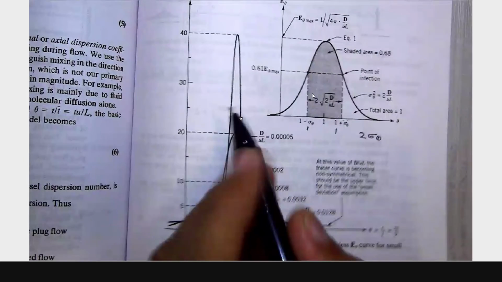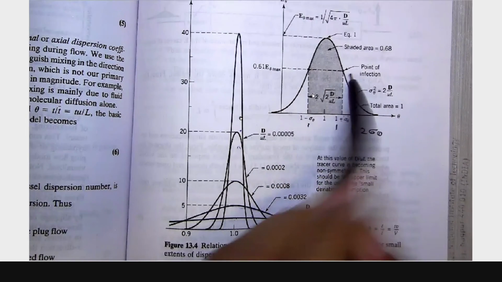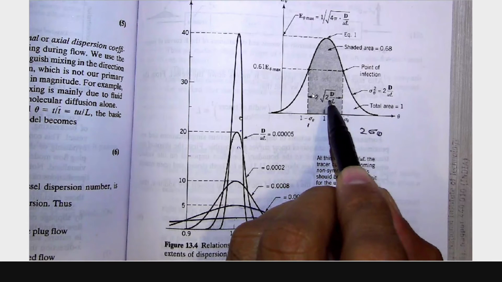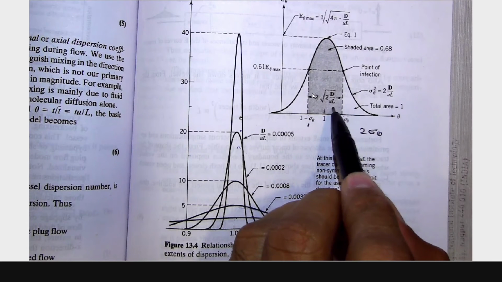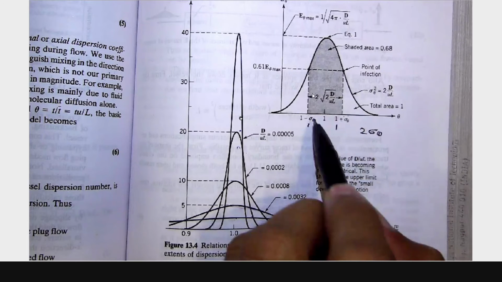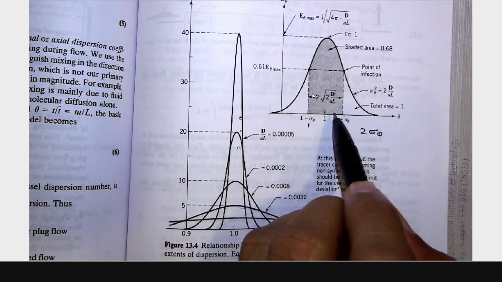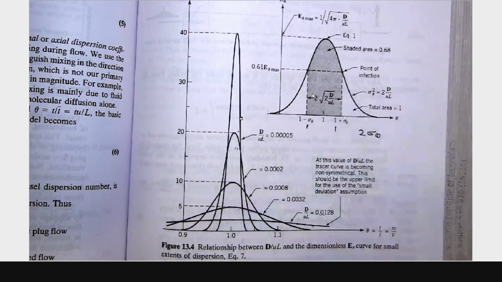So at this particular point, this difference is equal to what? 2 times square root of D upon UL. Okay, so this difference will be this one. So what exactly do we have to do in this one?